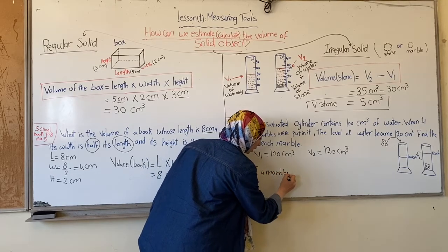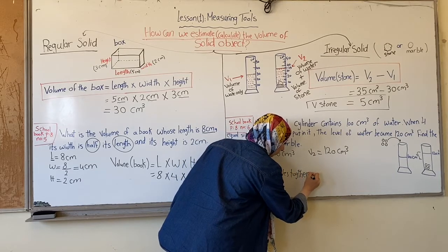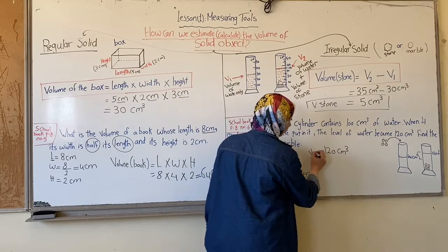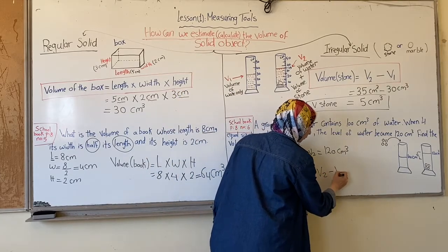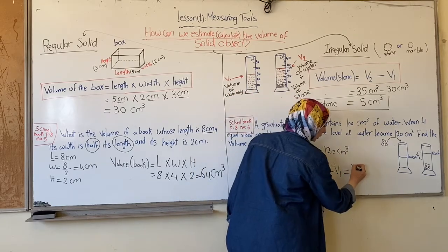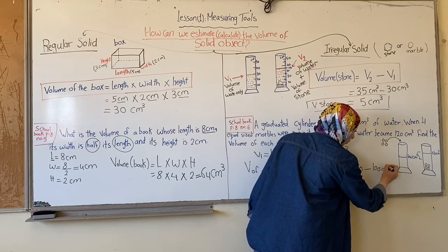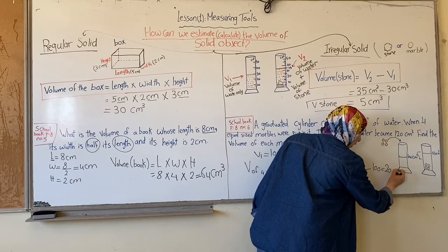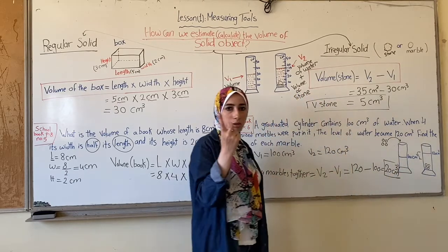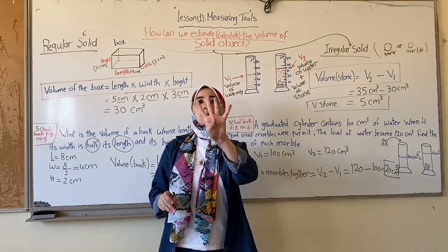So, the volume V of the 4 marbles together will be equal to V2 minus V1, which is 120 minus 100. It will be equal to 20 cubic centimeters. Is this the volume of one marble, of each marble? No, this is the volume of the 4 marbles together.